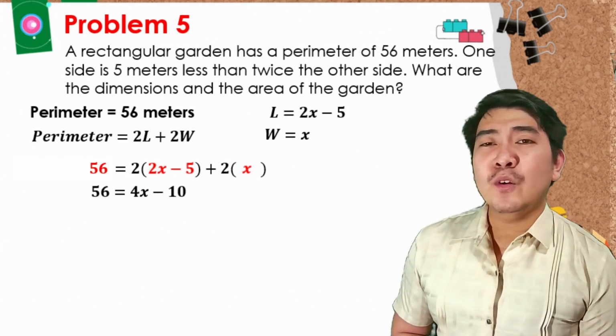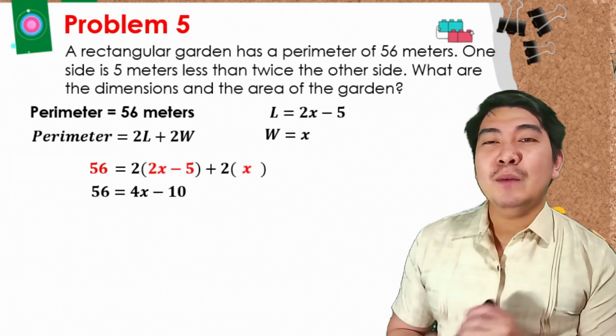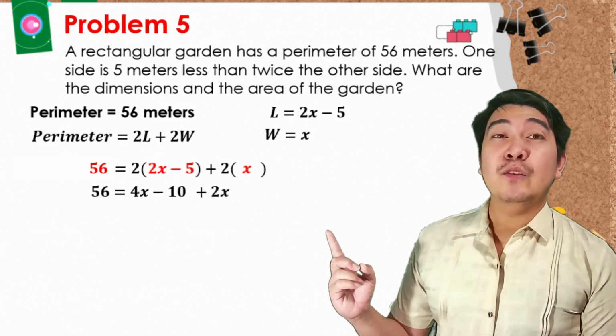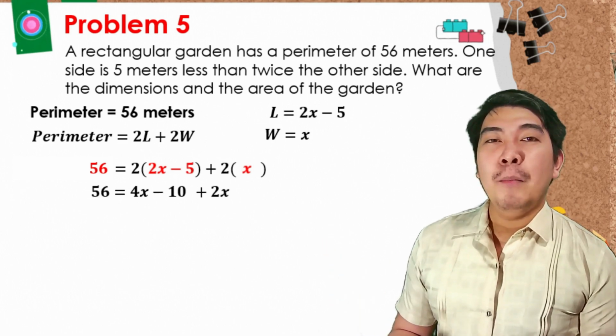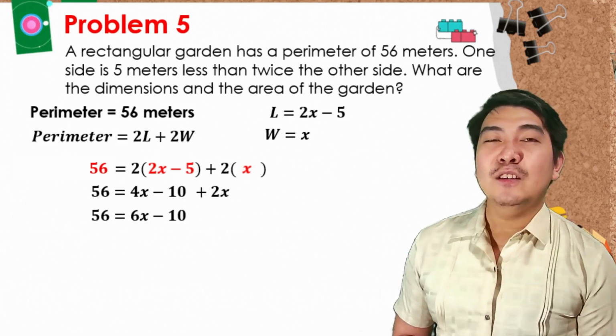Bakit nagkaroon tayo ng 4x minus 10? 2 times 2x is 4x, 2 times negative 5 is negative 10, plus 2x. So we now have the equation 56 is equal to 4x minus 10 plus 2x. Combining similar terms, we now have 56 is equal to 6x minus 10.